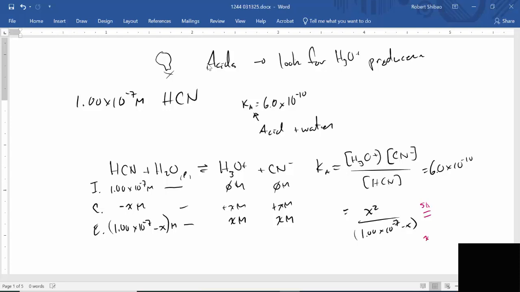And the simplifying assumption is that x is much less than 10 to the minus 7. And so we're going to get x squared, and then 1 times 10 to the minus 7 minus x is just going to be 1.00 times 10 to the minus 7. And then we can solve for x, which is going to be the square root of 6 times 10 to the minus 17. So we'll do that. 6 times 10 to the minus 17, and let's take the square root.